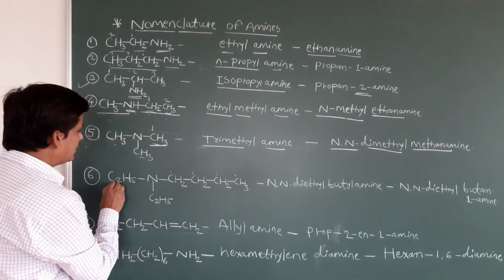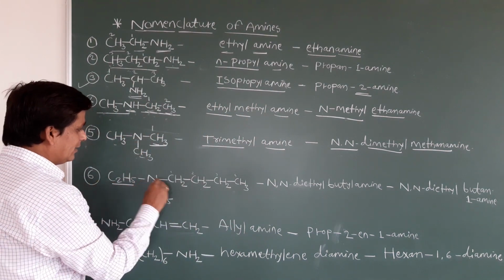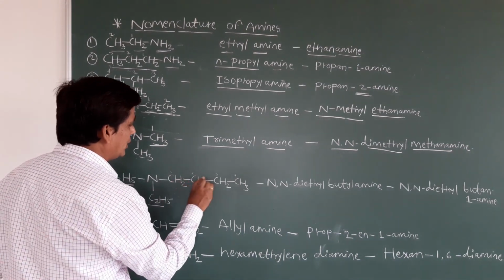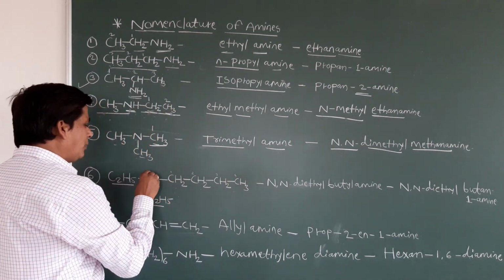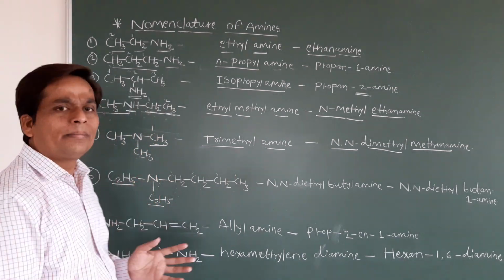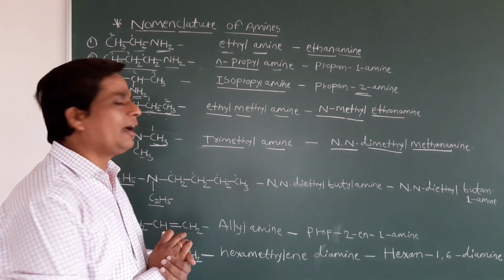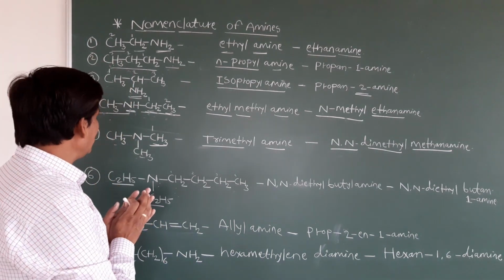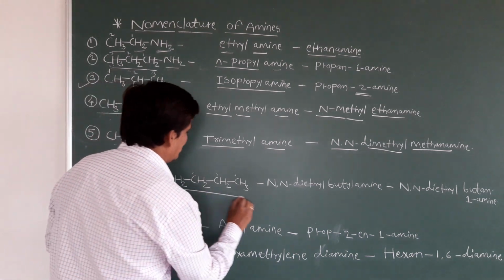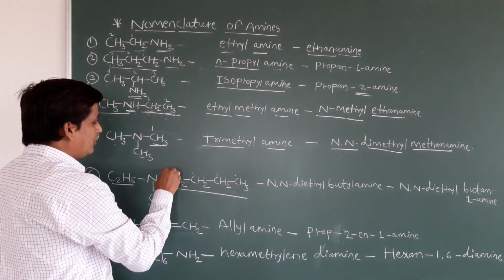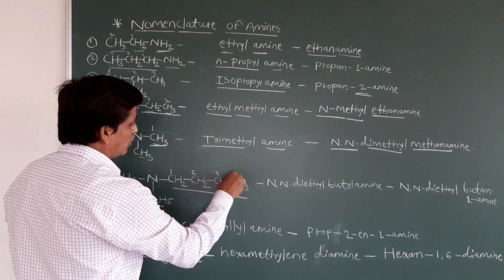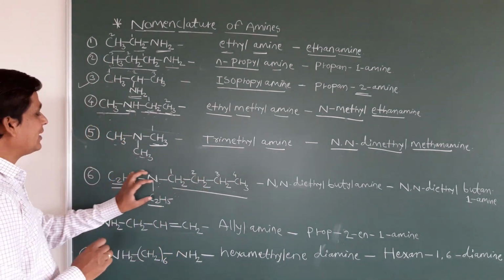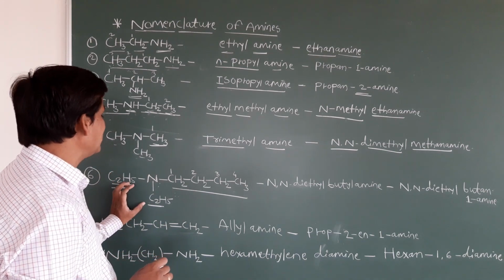See another example here. Here I have written C2H5, then this N, then again C2H5 here, and here a 4 carbon chain, CH2, CH2, CH2, CH3. This is your functional group. Remember, this is also a tertiary amine. But in this case, which is your parent chain? This is your parent chain, the long carbon chain. It is the first carbon, second, third, fourth. We consider it the parent chain. Then the ethyl groups which are attached on this nitrogen, means N, and diethyl, we can say.